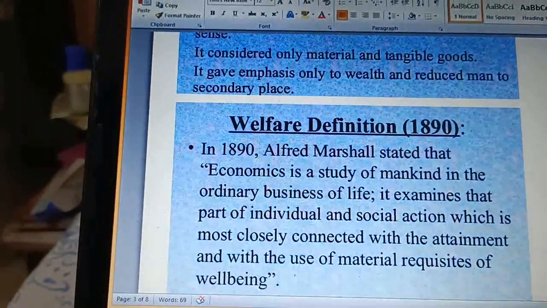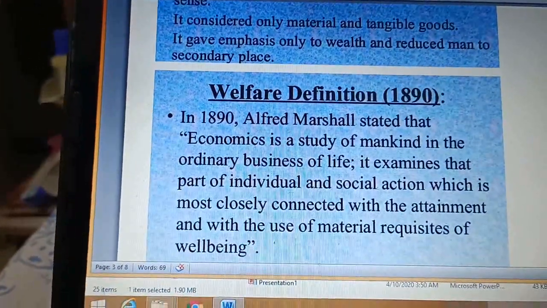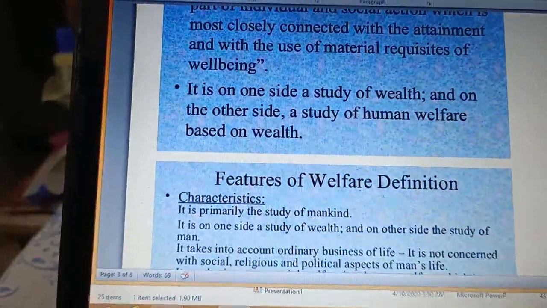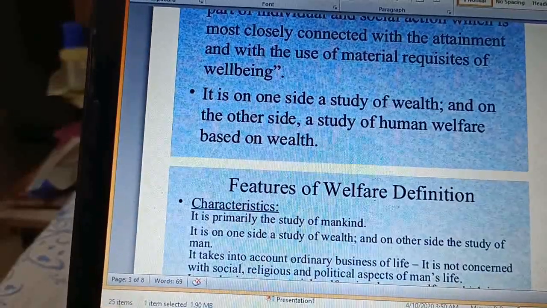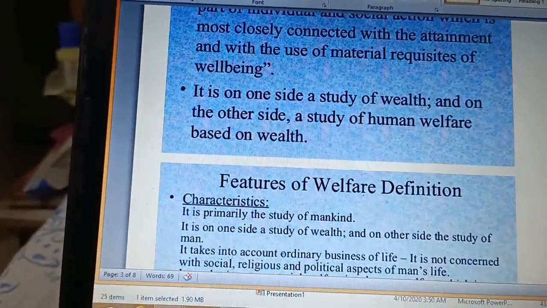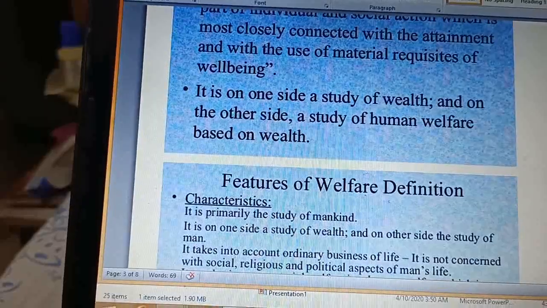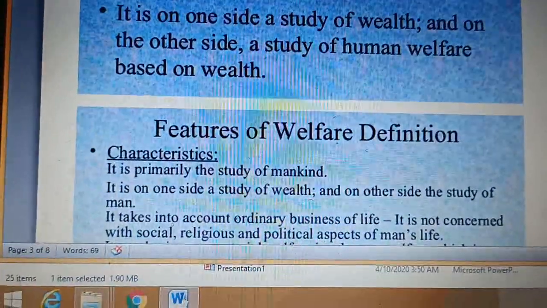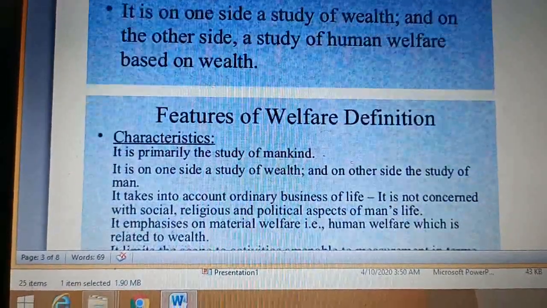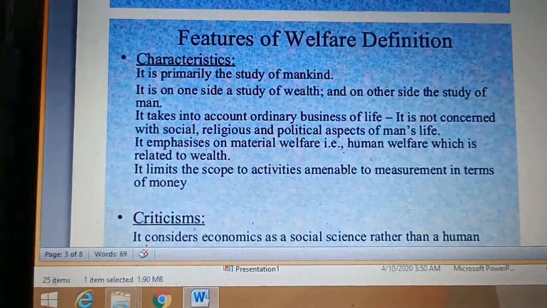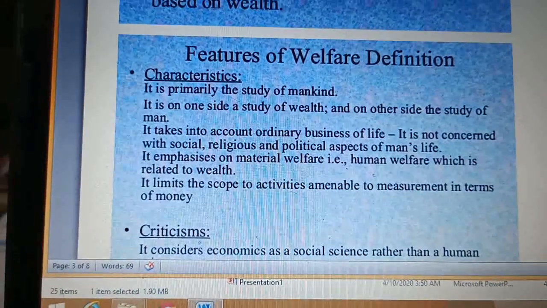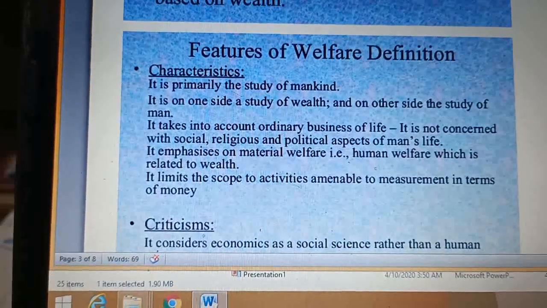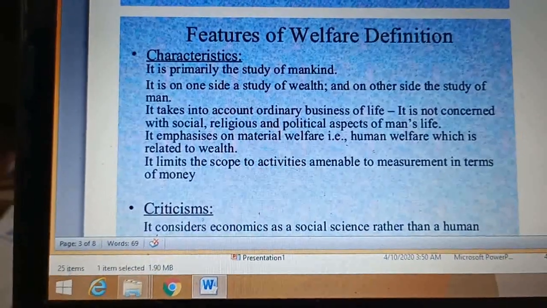And a welfare related definition in 1890 was given by Alfred Marshall, which we have discussed. The main point is, it is on one side a study of wealth and on the other side a study of human welfare based on wealth. He focuses only on human welfare through material goods. And what are the basic characteristics of this one? It is primarily the study of mankind. One side the study of wealth, on the other side man.